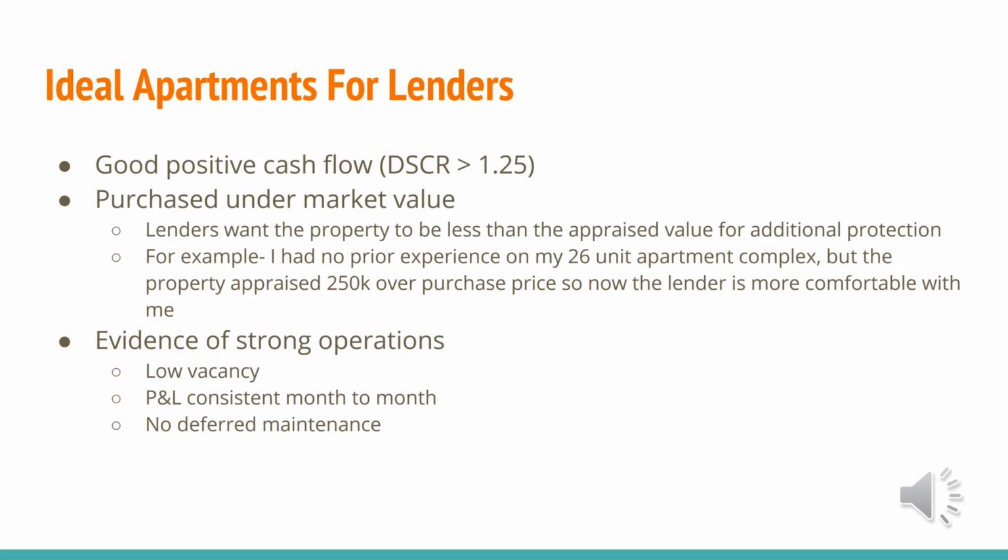The P&L should be consistent month to month. The income and the expenses should be relatively consistent, and also, no deferred maintenance, right? The lenders don't want to work with somebody who's a slumlord. They're too cheap to fix anything. So that's kind of the ideal apartment for lenders.